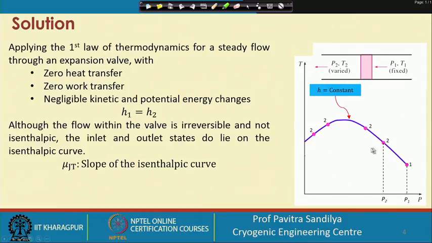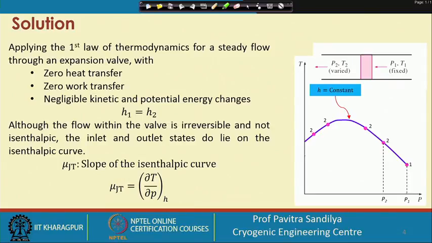Now, depending on where it is, the gas will either undergo a temperature decrease or a temperature increase. The slope at any point will be dou T by dou P at constant enthalpy, because we are dealing with an isenthalpic line. So, if we find the slope at any point, we shall be able to get the value of this expansion coefficient at constant enthalpy.